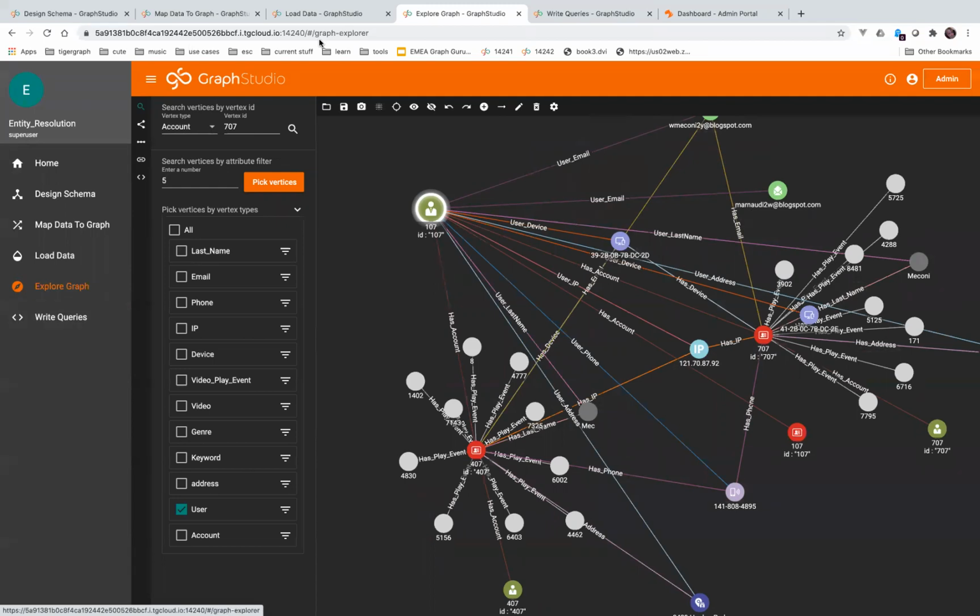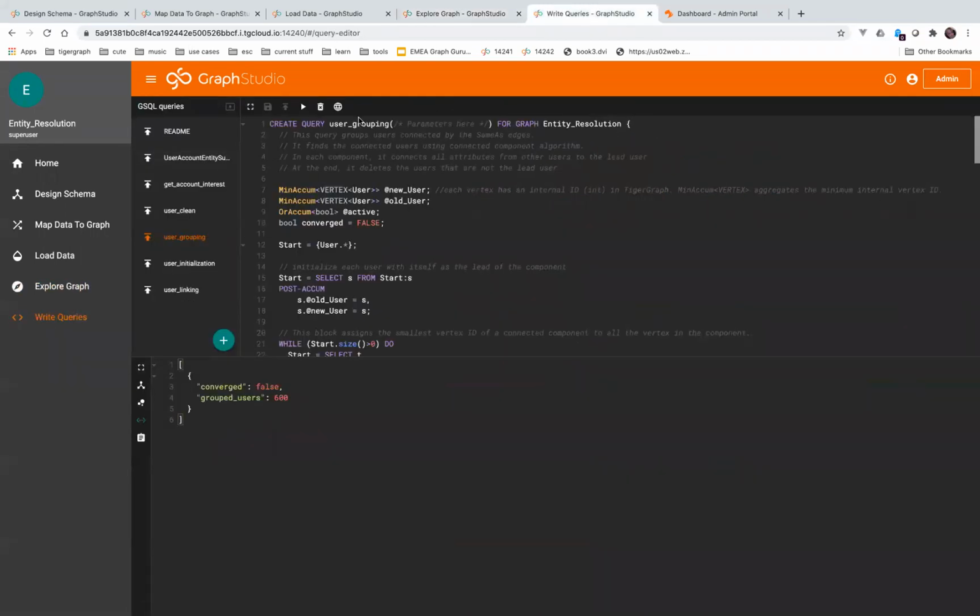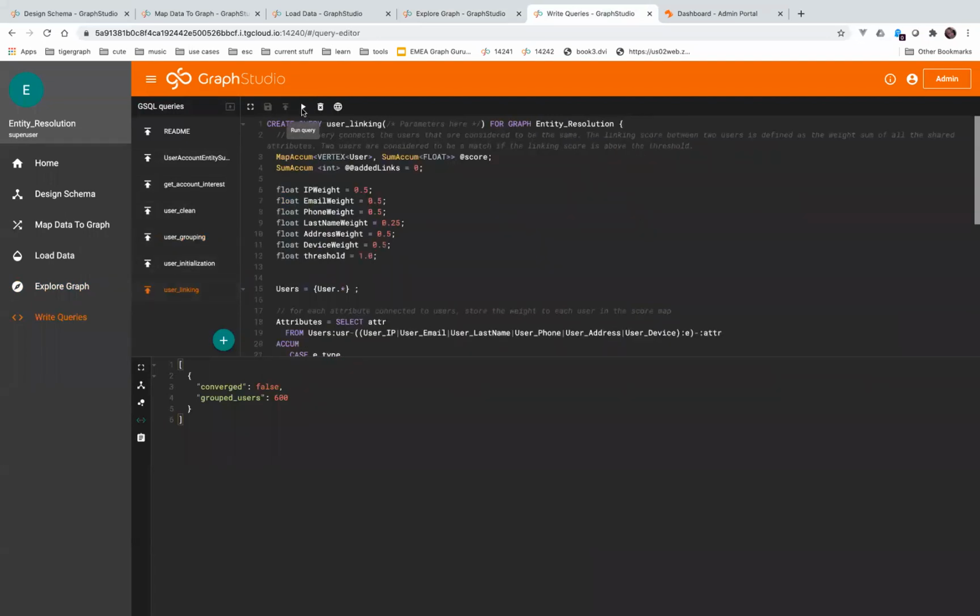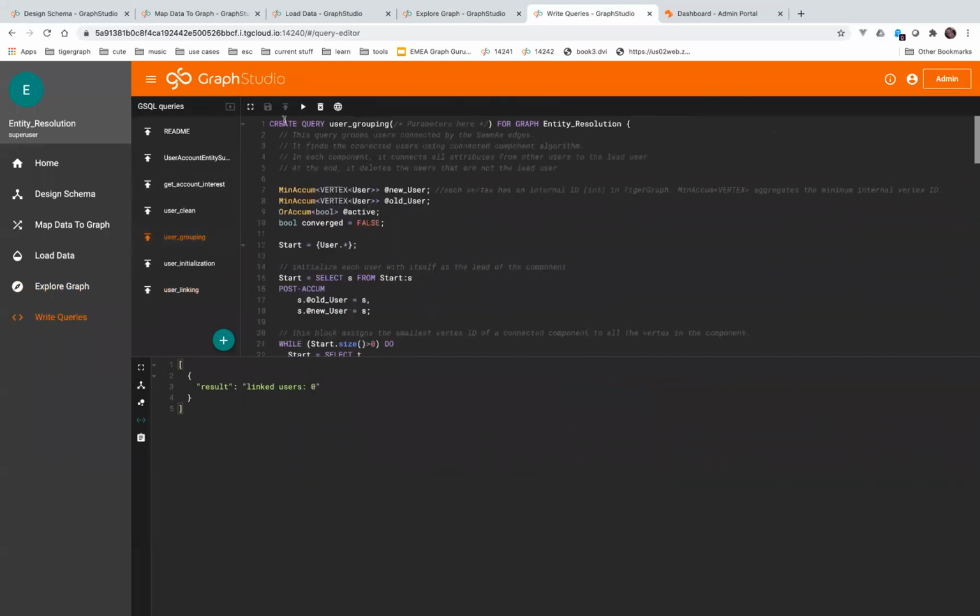If we come back to our queries that we ran, now we've done the grouping, we'd need to do the linking again, run the linking. It's linked 0 users. And so because that means it's effectively finished, yes, we can see it's finished. So we have effectively linked together all of the information.